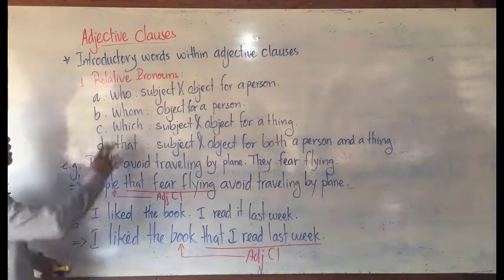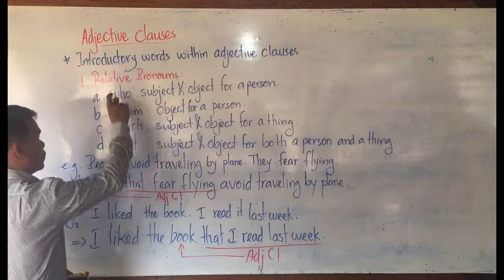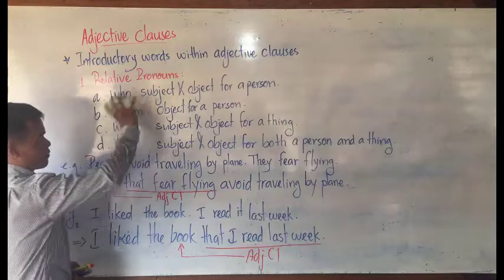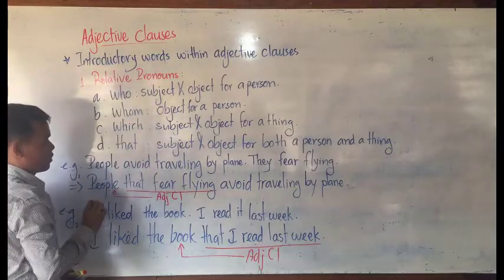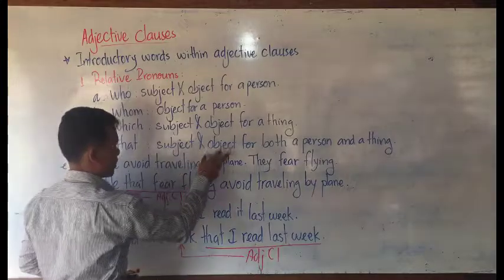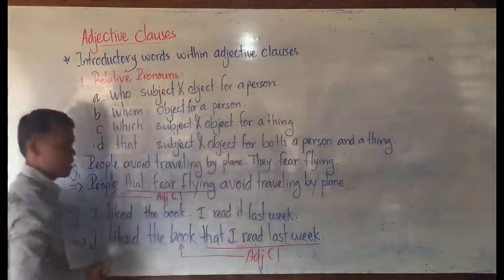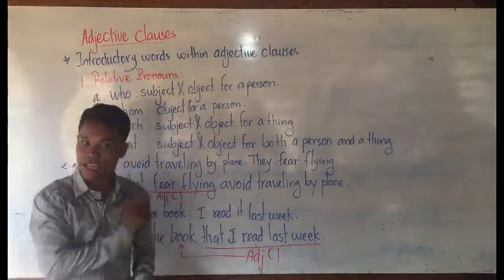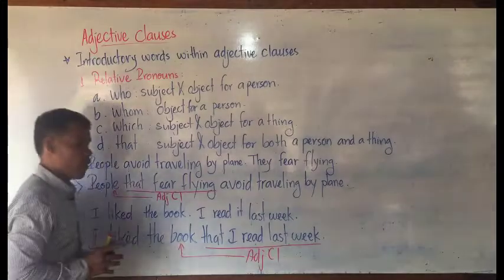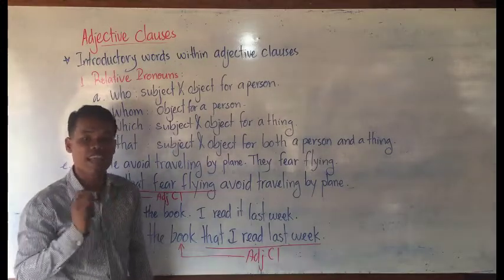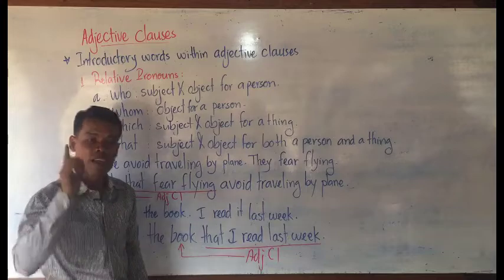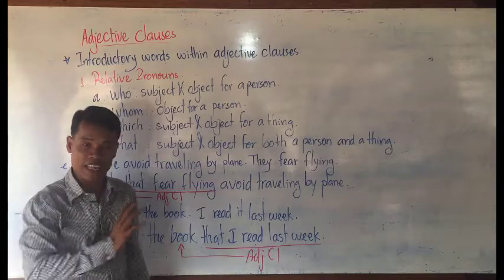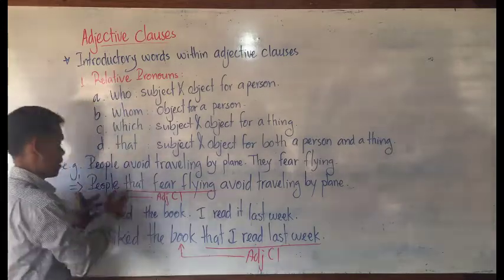Again, for relative pronouns in adjective clauses we have "who," "whom," "which," and this one, "that." So "that" is a bit different from the first three. "That" is a subject and object, and it is used for both a person and a thing. But the thing is, "that" is used informally. It is not formal. One more thing is that "that" is not used in non-defining relative clauses. It means that when a clause has commas, exclude "that" because it is not used there.